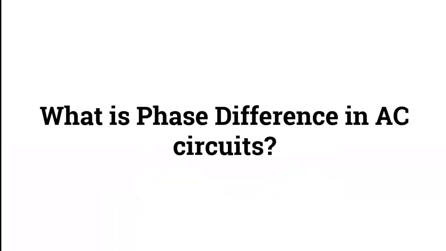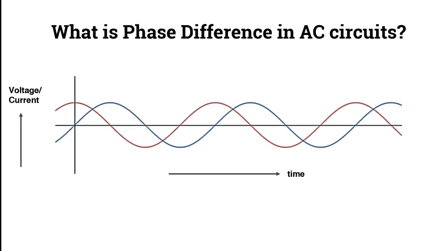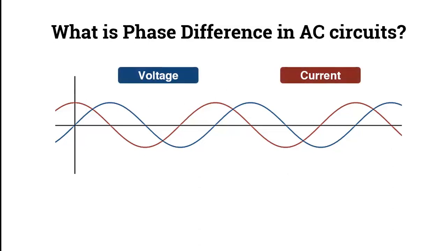Now the next question is, what is phase difference in AC circuits? We have discussed the phase difference in general, and now we will discuss the phase difference in AC circuits. Let's take a look at this waveform. In this case, on the x-axis we have plotted time, and on the y-axis we have voltage or current. The voltage has been shown in blue and the current is shown in red.